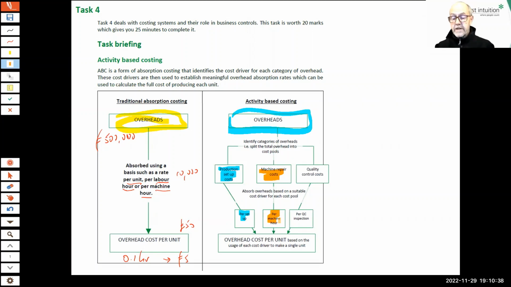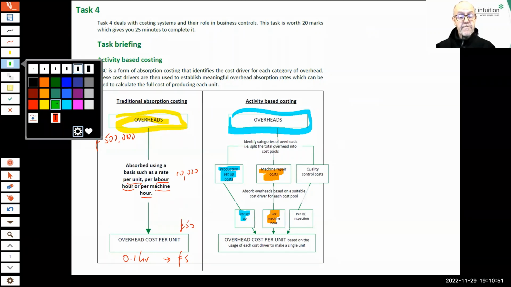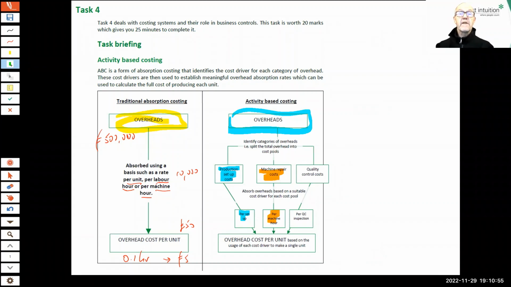Finally, quality control costs. Now, some items take a lot of inspecting. A precision item might need to be measured and checked very carefully. Anything that's of medical nature, we have very, very stringent checks indeed. Other items, if they look right, they'll do. Cosmetic items, as long as they look reasonable. So quality control costs can vary. Some types of item take a lot more effort, and we might charge it by the number of inspections.